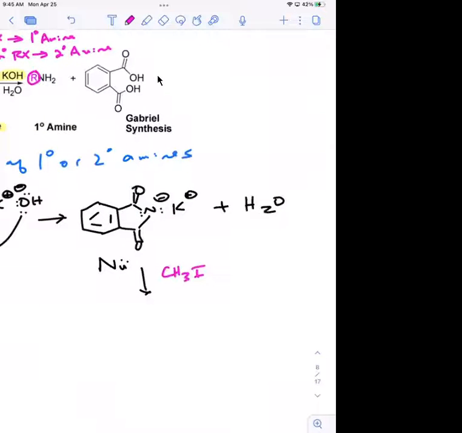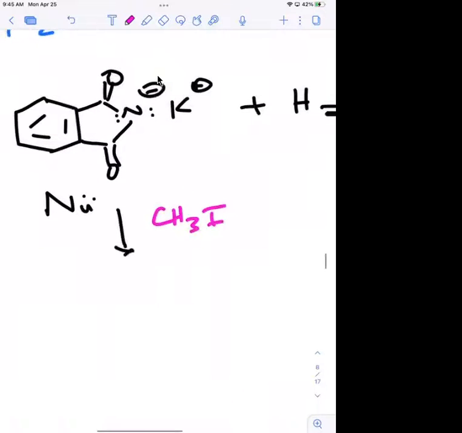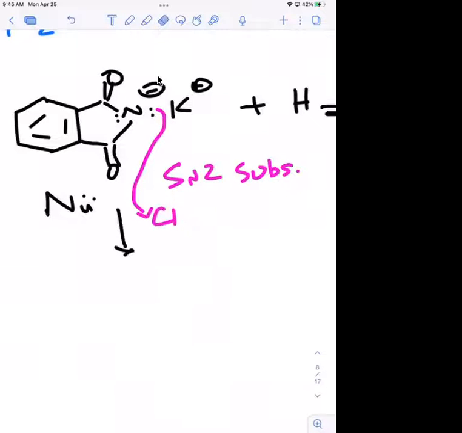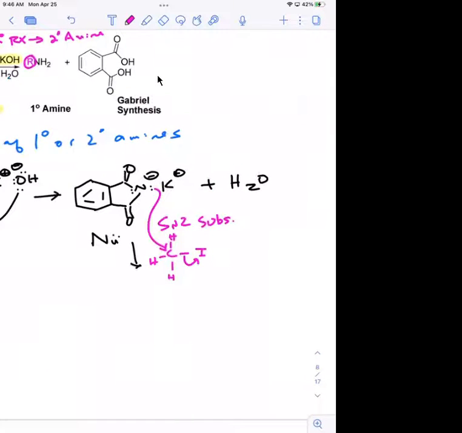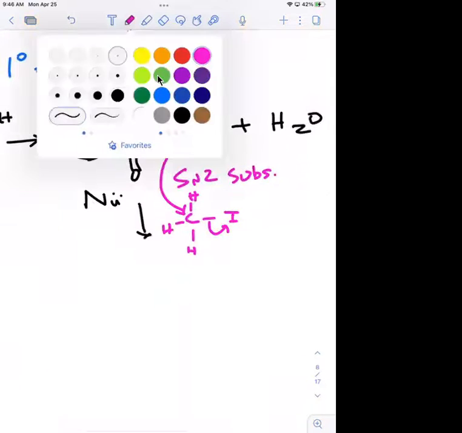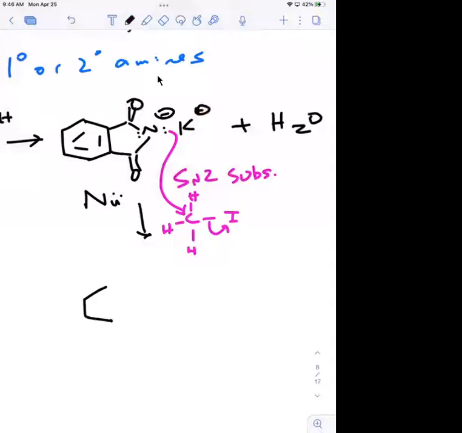The first step was an acid-base reaction. This is going to be just a simple SN2 substitution, where now this is going to attack here. And let me draw this out. Like so. Simple. This is all stuff we've done before, right? So now my phthalimide is substituted with that methyl group. So I'm here now.